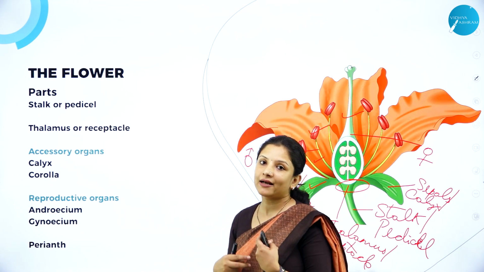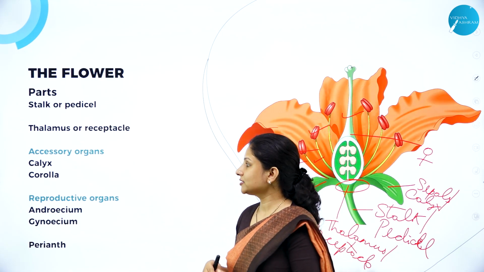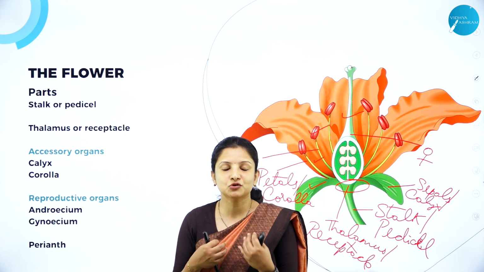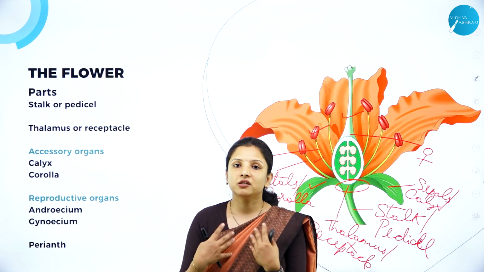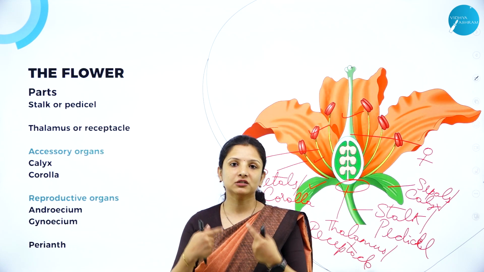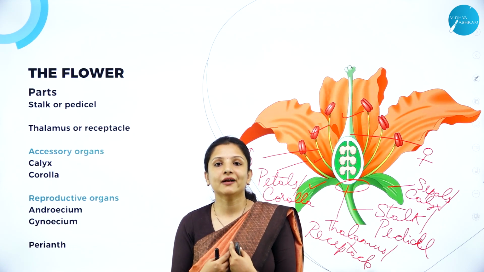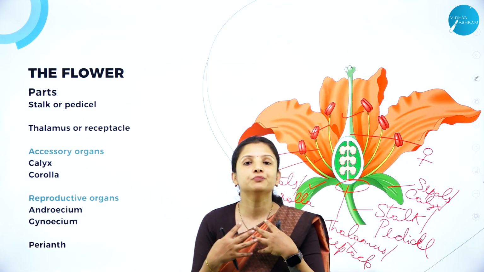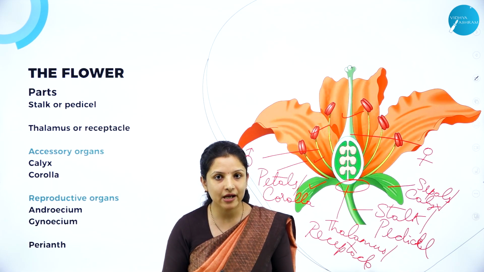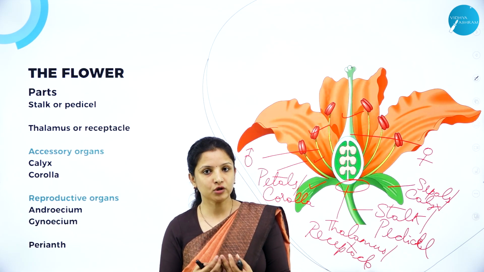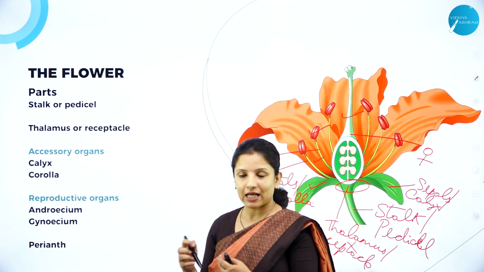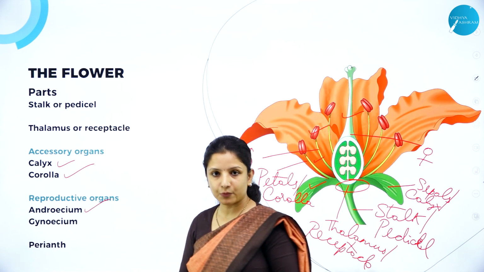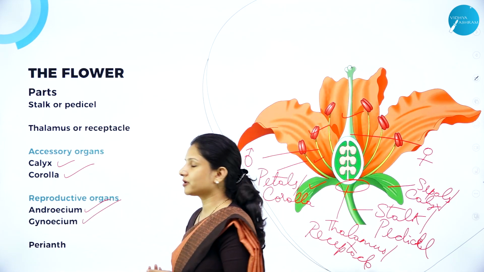In flowers, there are accessory organs and reproductive organs. So what are accessory organs? Like we use accessories to beautify ourselves, be it the earrings, the chains, the rings, the pearls, belts, or the shoes that you wear, all of those are accessories to beautify yourself. Just like that, flowers have accessory organs to beautify them so that they can attract insect pollinators to promote pollination. So the accessory organs are the calyx and the corolla, and the main reproductive organs are the androecium, the male reproductive organ, and the gynoecium, the female reproductive organ.